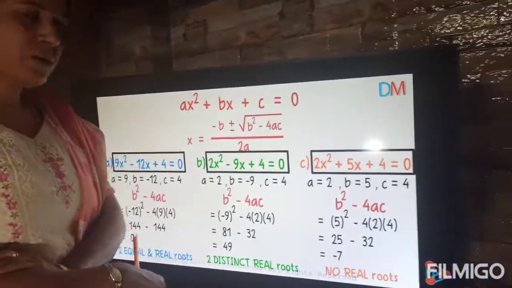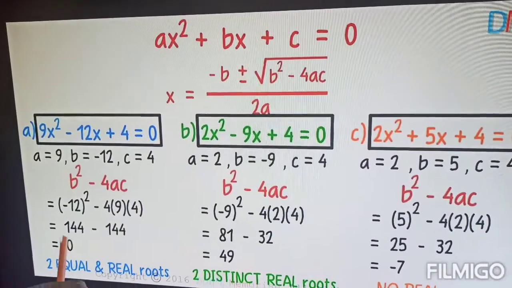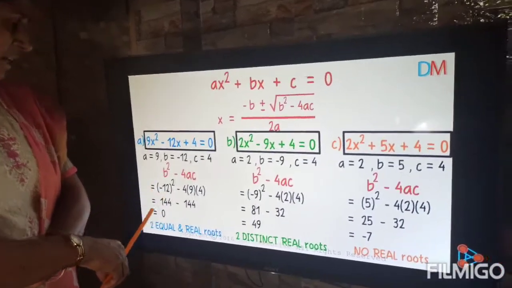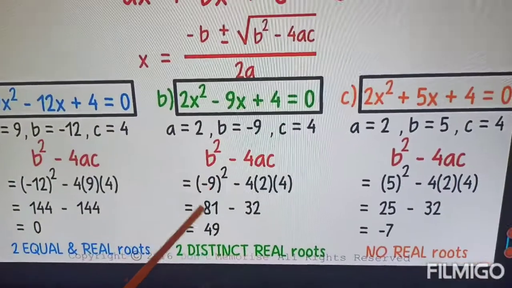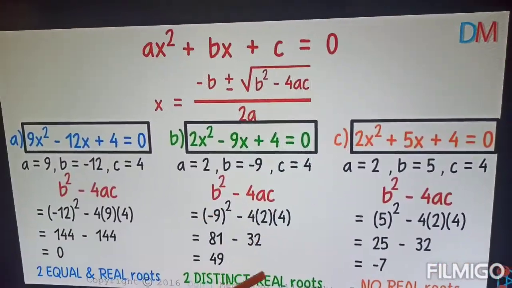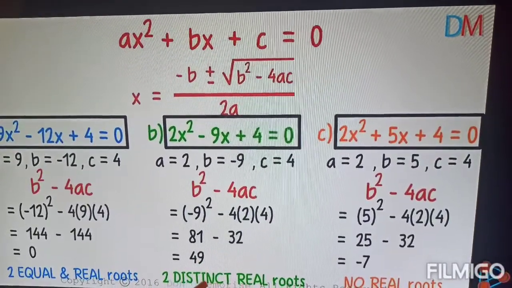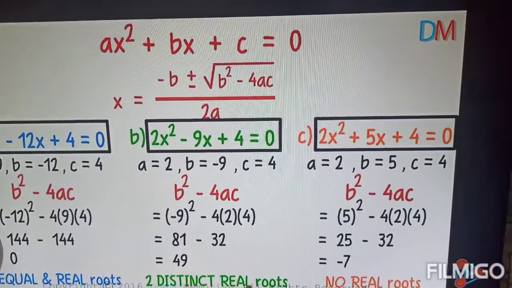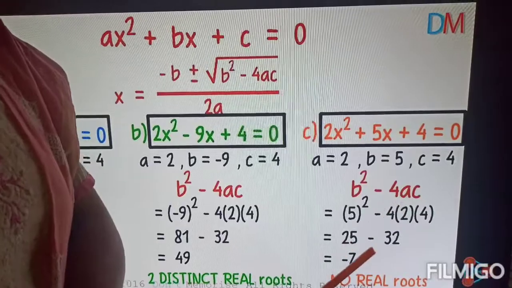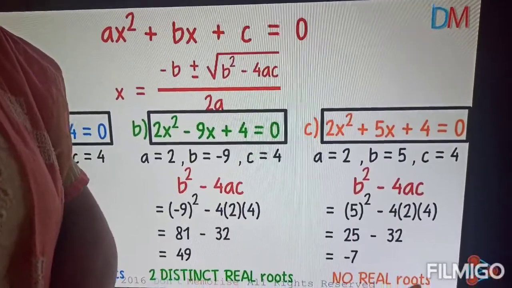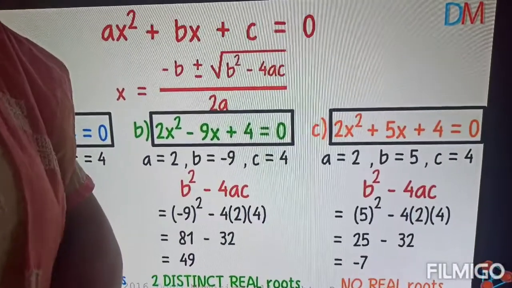Okay, now you understood all the three types of roots. If the discriminant value is 0, then roots are real and equal. If the discriminant value is greater than 0, meaning any positive integer, the roots are distinct and real. Then if the delta value or discriminant value is any negative integer, then roots are not real, or imaginary.